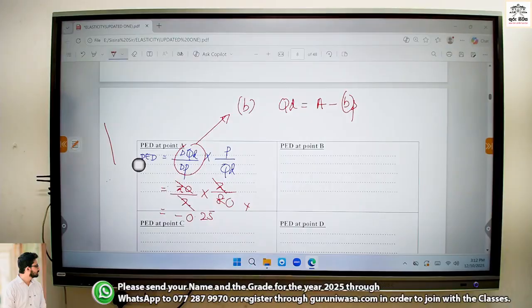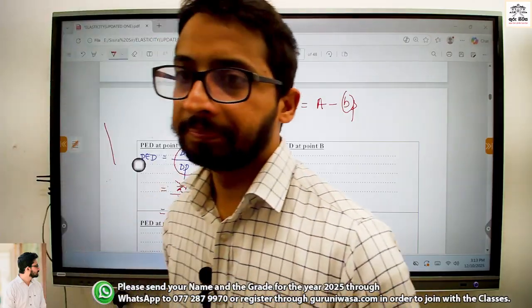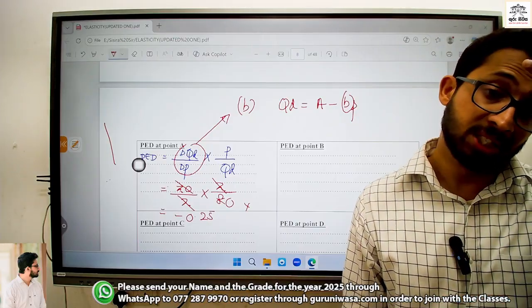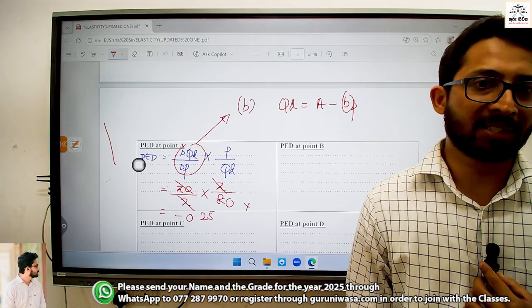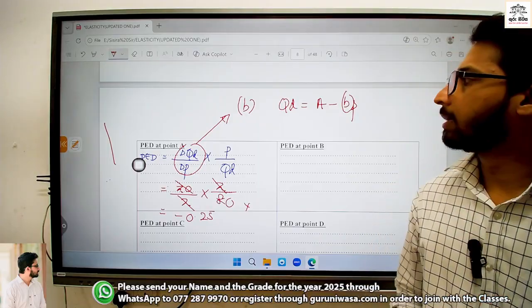Not the new one. Normally we use decimal. Right, second one, same equation.